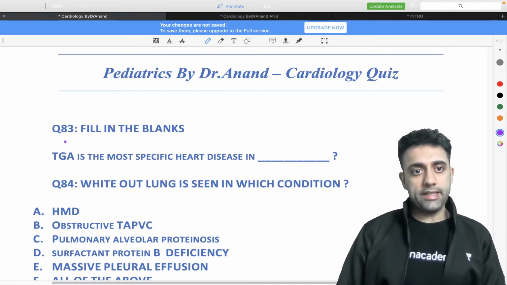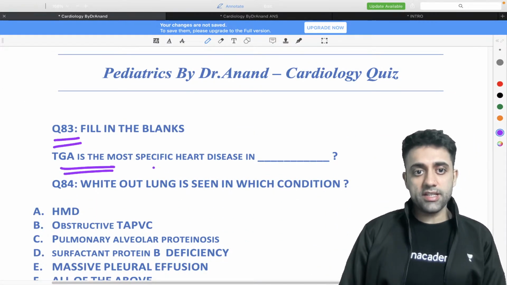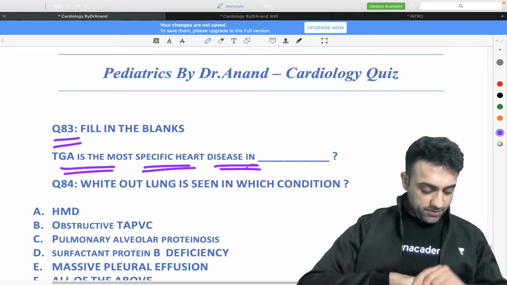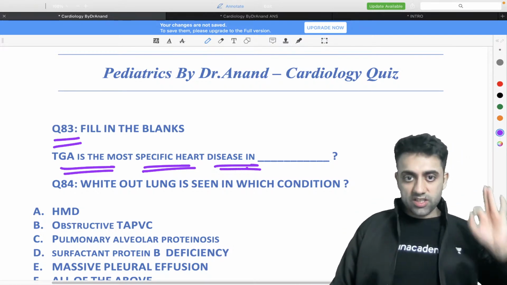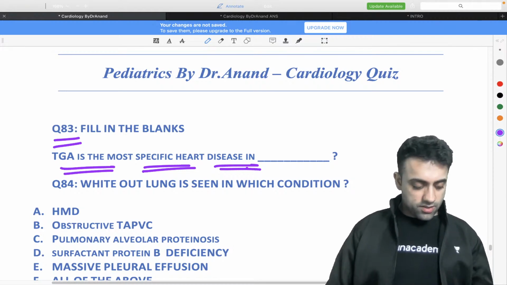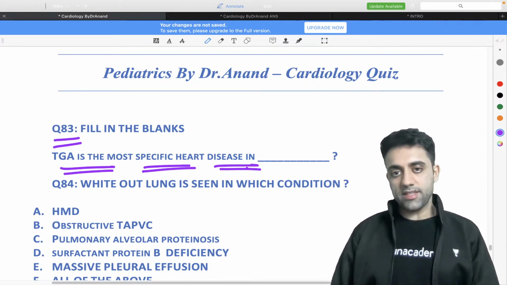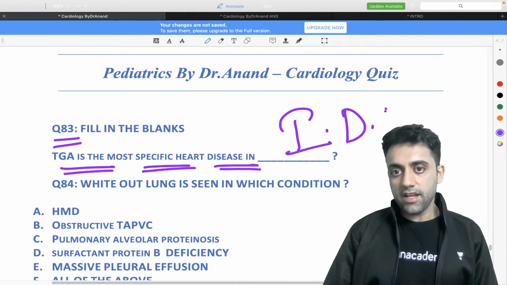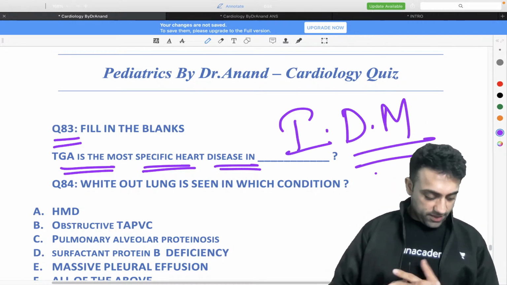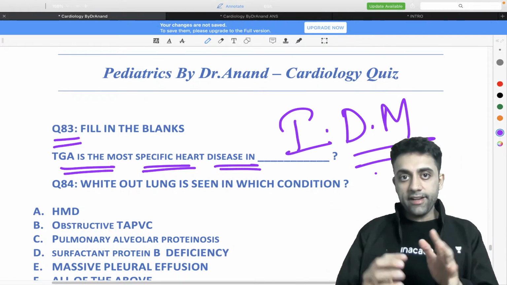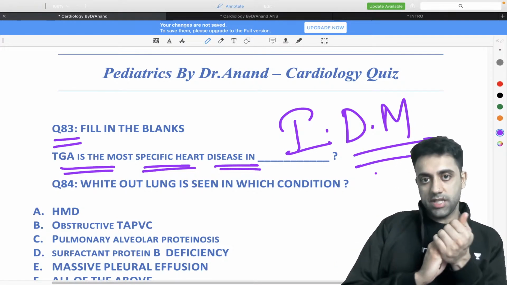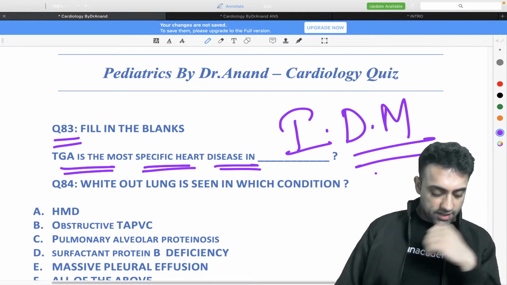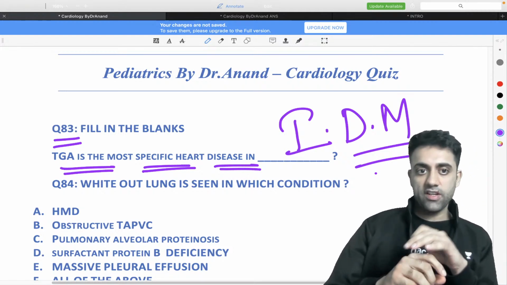Question 83. TGA is the most specific congenital heart disease in which disease? This is the last question. TGA is the most specific congenital heart disease in infant of diabetic mother. Yes, Rachna has nailed it. Very good. The most common congenital heart disease in infant of diabetic mother is a VSD, and the most specific will be TGA.